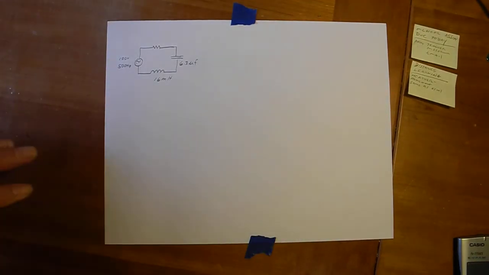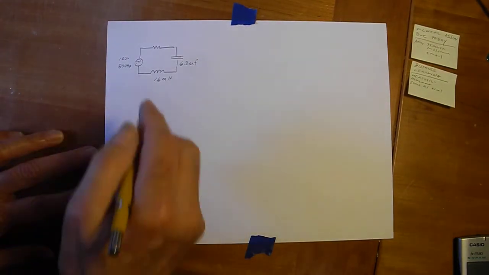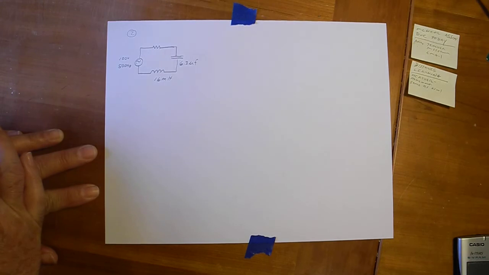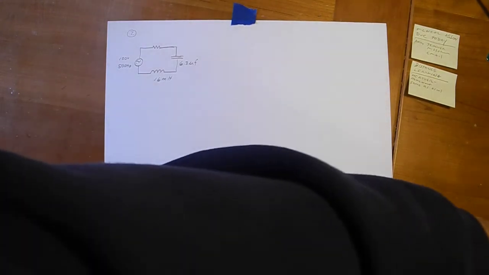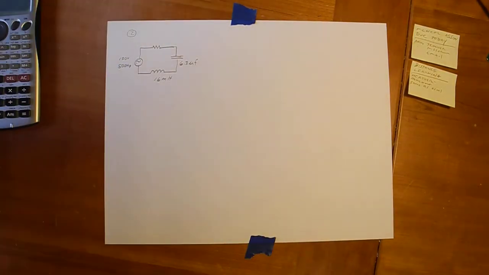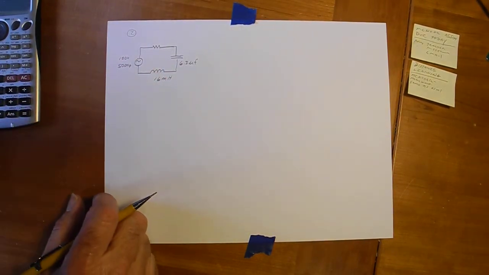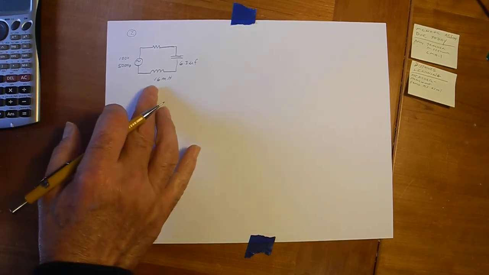Hey guys, did you figure out what was special about problem 2 last time? Well, if you didn't, we're going to work it out and find out the answer. What we're trying to do here is find X of L, X of C, the impedance, the phase angle, all that stuff. So we'll start right here with X of L.